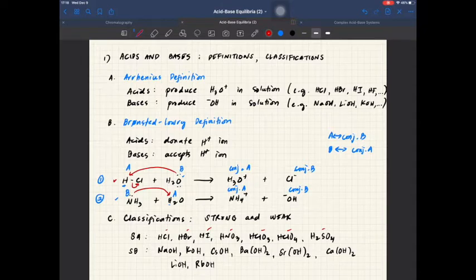For the hydroxide bases, on the other hand, we have sodium hydroxide, potassium hydroxide, lithium hydroxide and rubidium hydroxide. And also we have cesium hydroxide for the alkali metals. We also have hydroxides of alkaline earth metals, which are barium hydroxide, strontium hydroxide, and calcium hydroxide. So these are the 8 strong hydroxide bases. All other hydroxide bases are already weak bases.